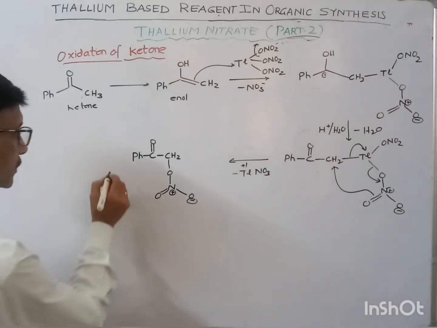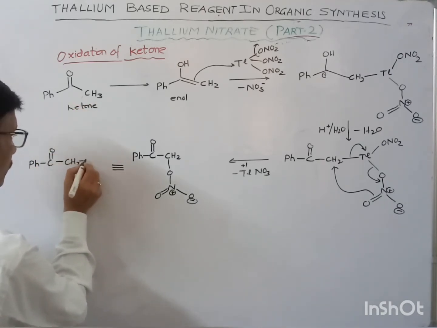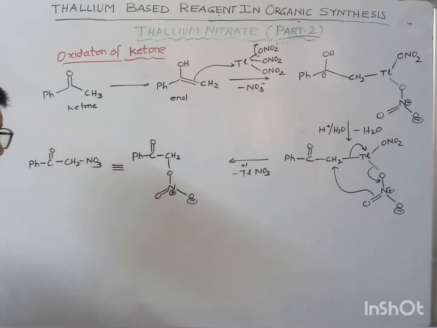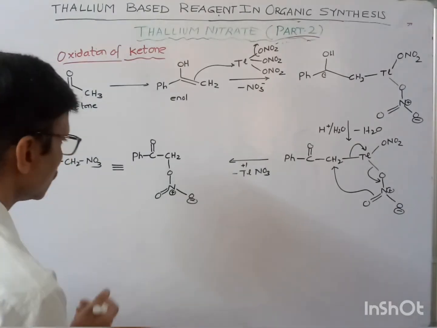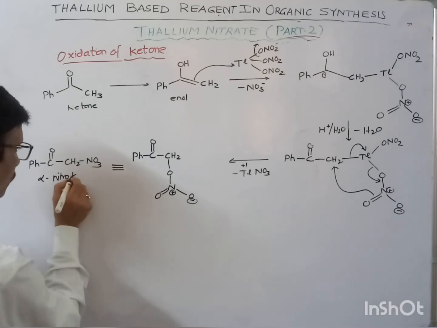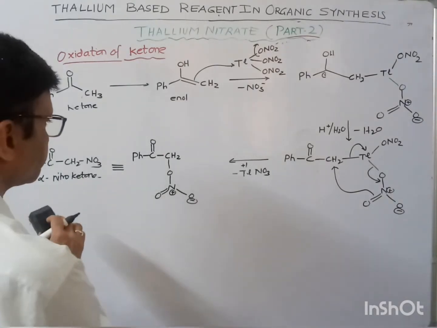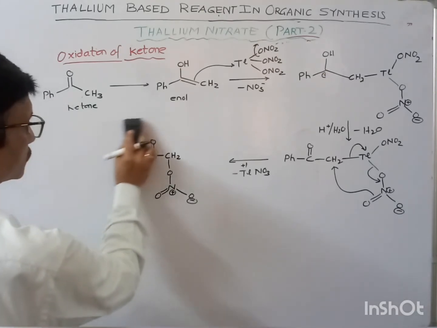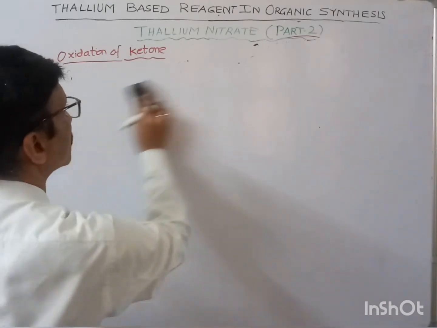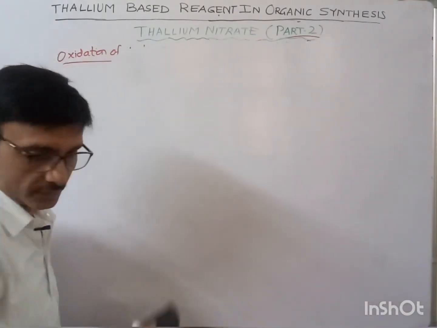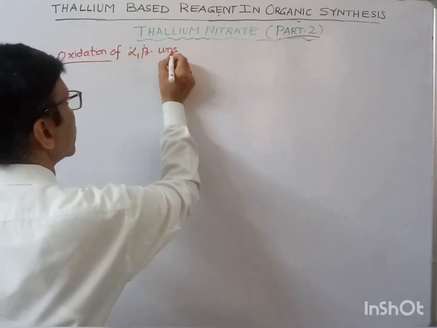Okay, so what is the product? This product is, in this case, ketone giving alpha nitro ketone. So ketone gets converted into the alpha nitro ketone. So this is alpha nitro ketone. Okay, so this is the oxidation product of the ketone. Now let's take the oxidation of alpha beta unsaturated ketone. Now let's see the oxidation of alpha beta unsaturated ketone.